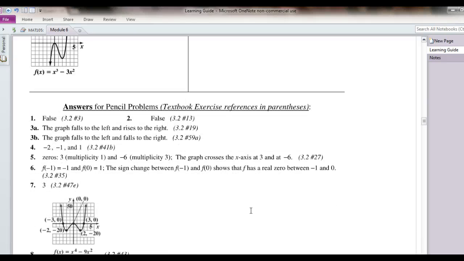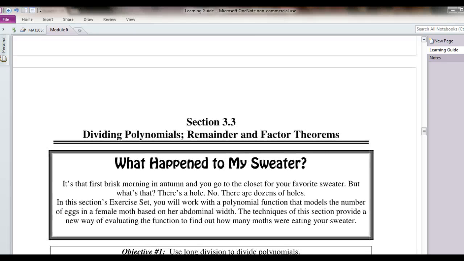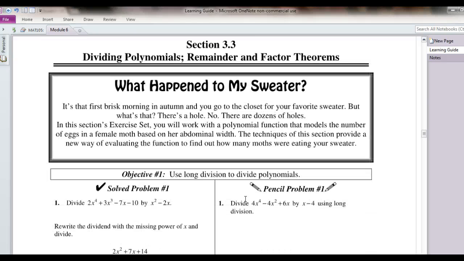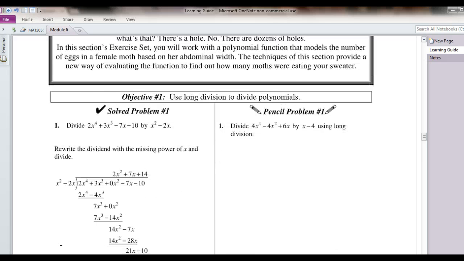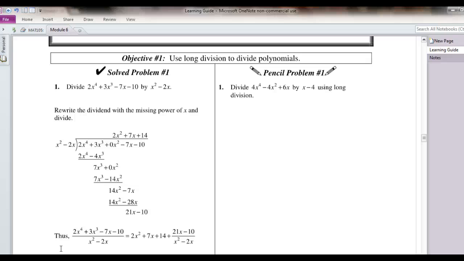Okay, so let's start talking about dividing polynomials. Section 3.3 focuses on polynomials and long division. This is going to operate a lot like long division arithmetic from grade school or high school. So what I recommend here is they say divide this number by this one.